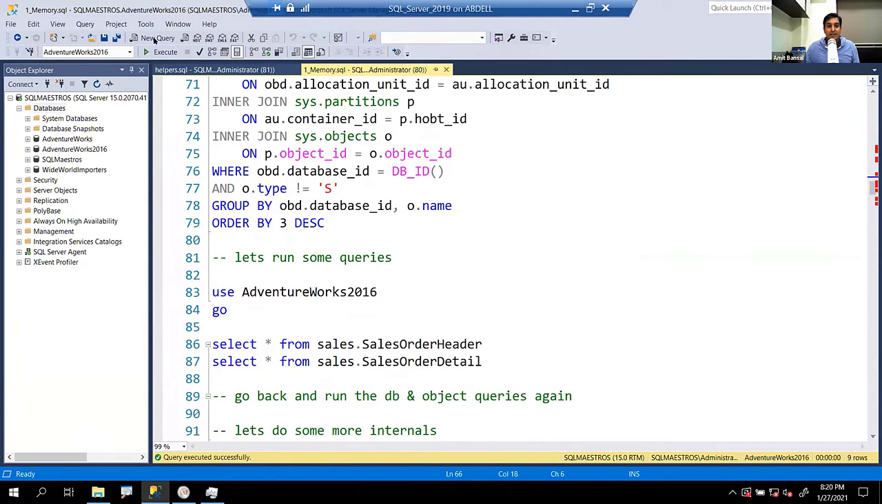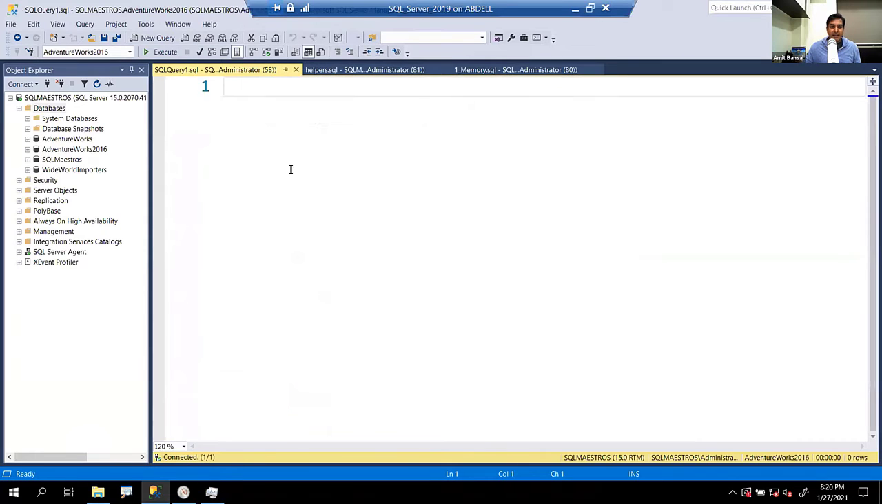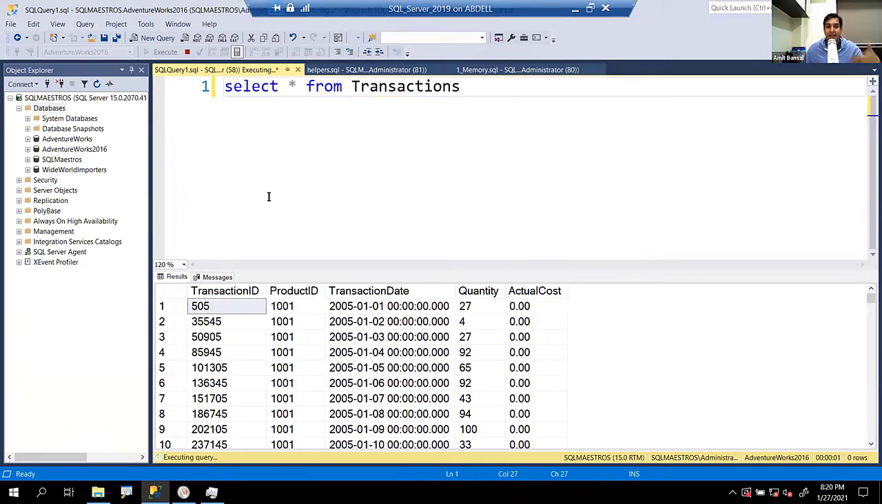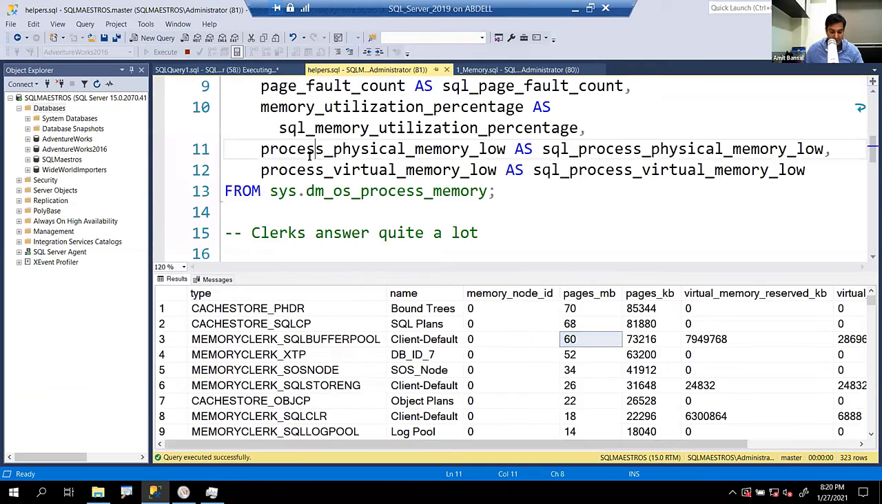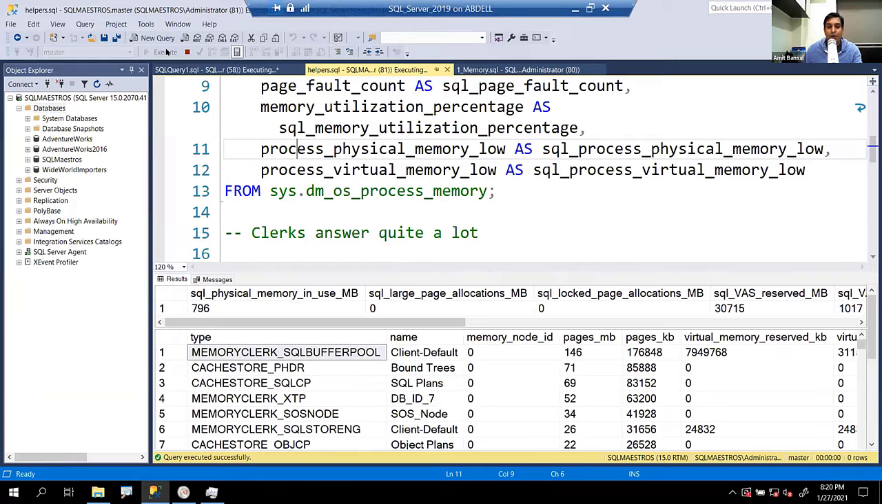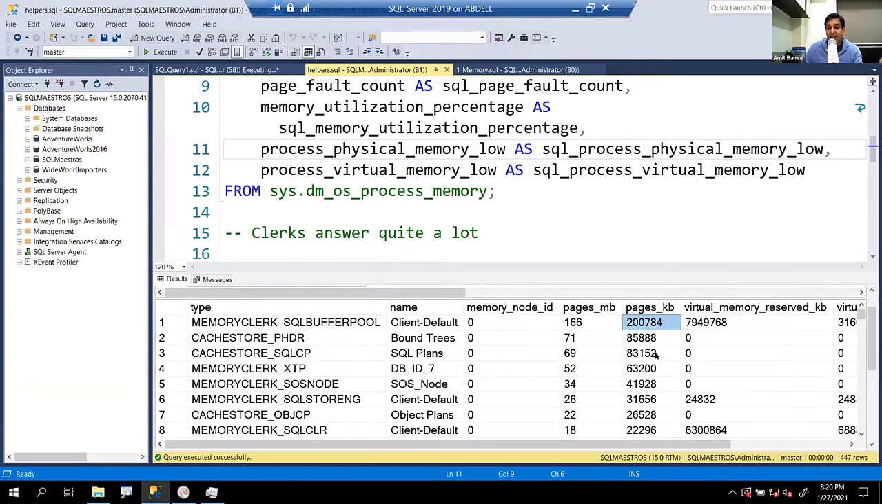To take this one step further, I have a big table here called transactions. So let's just run select star from transactions, and this has a few million rows. And as it loads pages from disk to memory, which means physical IO is happening, let's go and look into the helper. So there we execute, and you can keep an eye on the memory use, which is right now 796. What I have done here is look at the total physical memory consumption, and I'm also looking at the clerk sorted by pages KB descending.